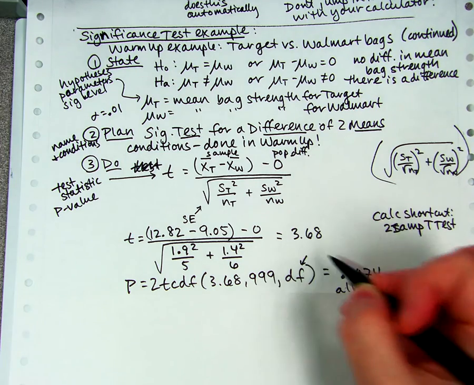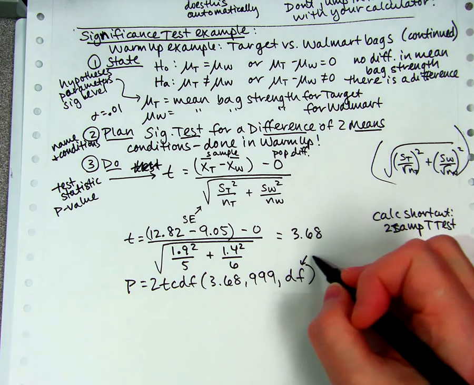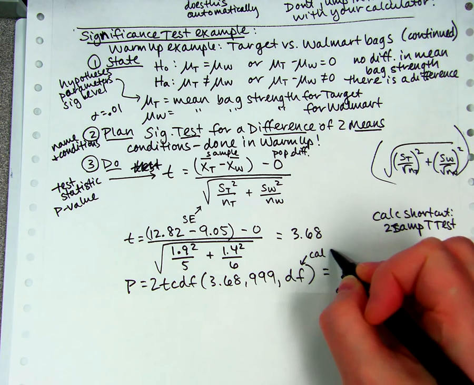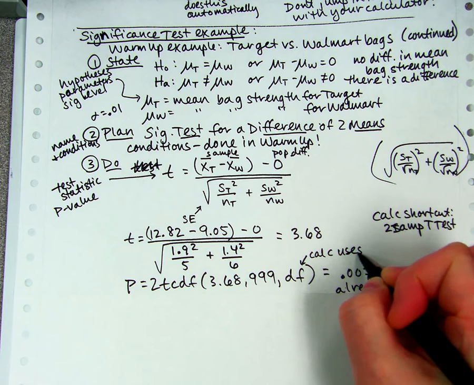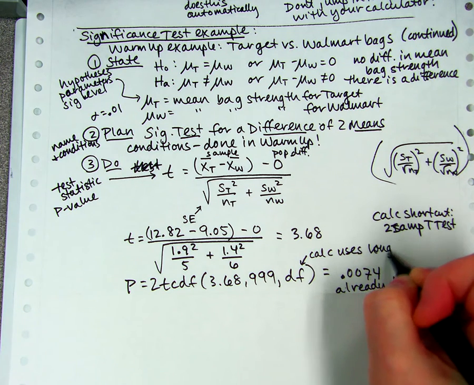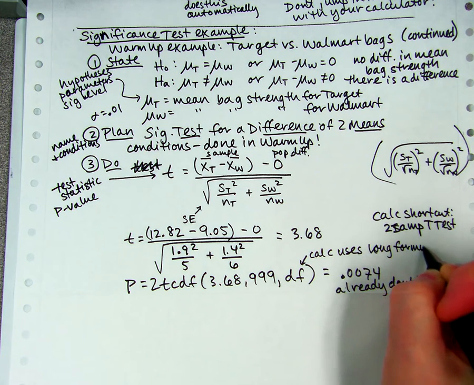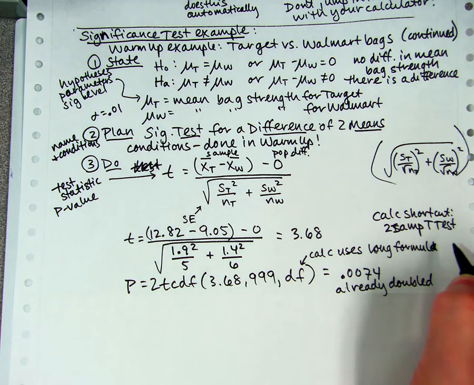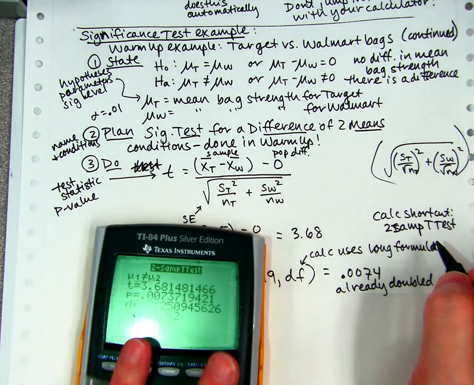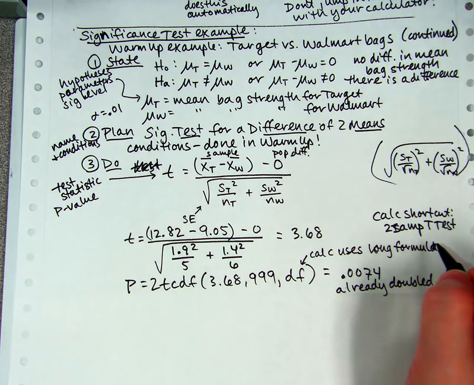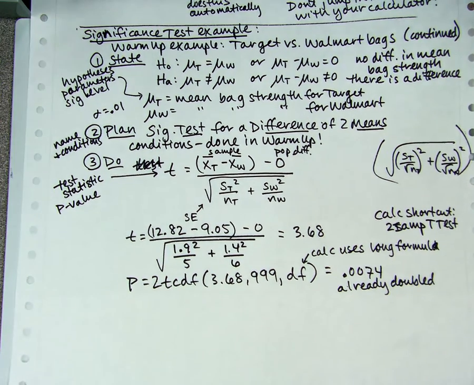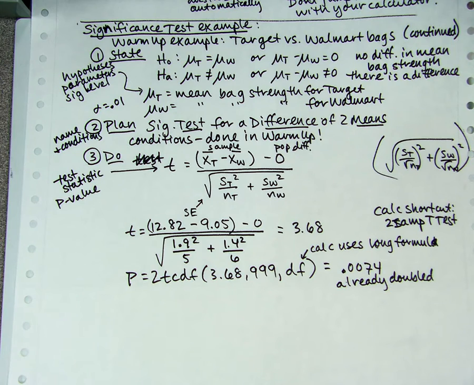I don't have to worry about doubling it if I use the calculator shortcut. This DF comes from that long formula. The calculator uses that long formula that I didn't show you because I don't like it. And I recommend you just write DF. But if you really, really want to fill in what DF is, the calculator tells you DF happens to be 7.25, and it found it with that long thing, right? But I'm saying do it the easy way.